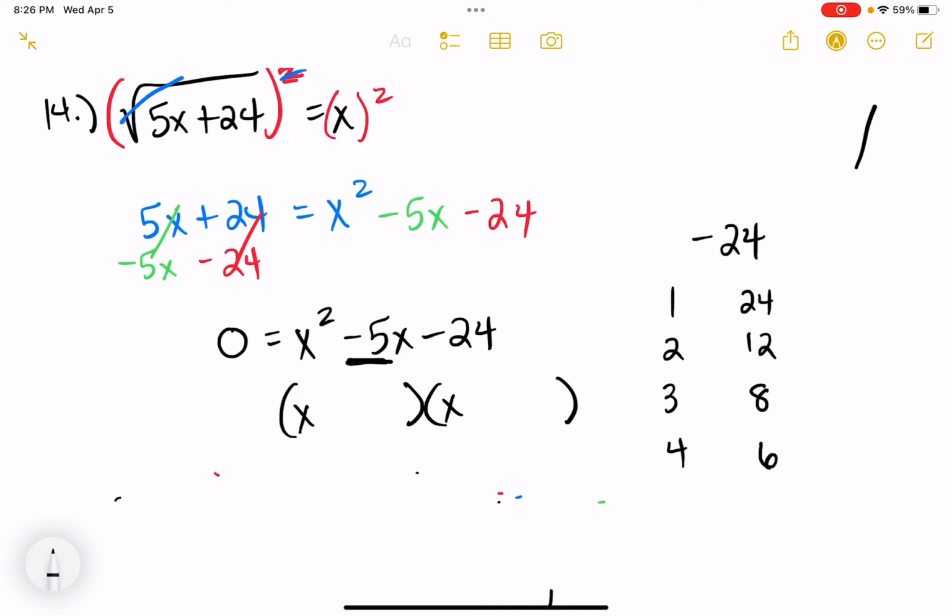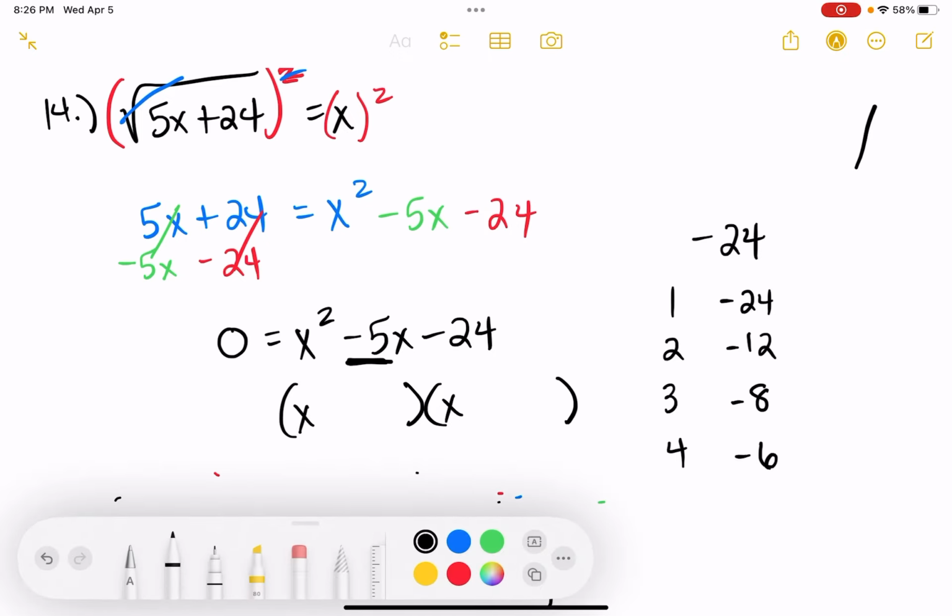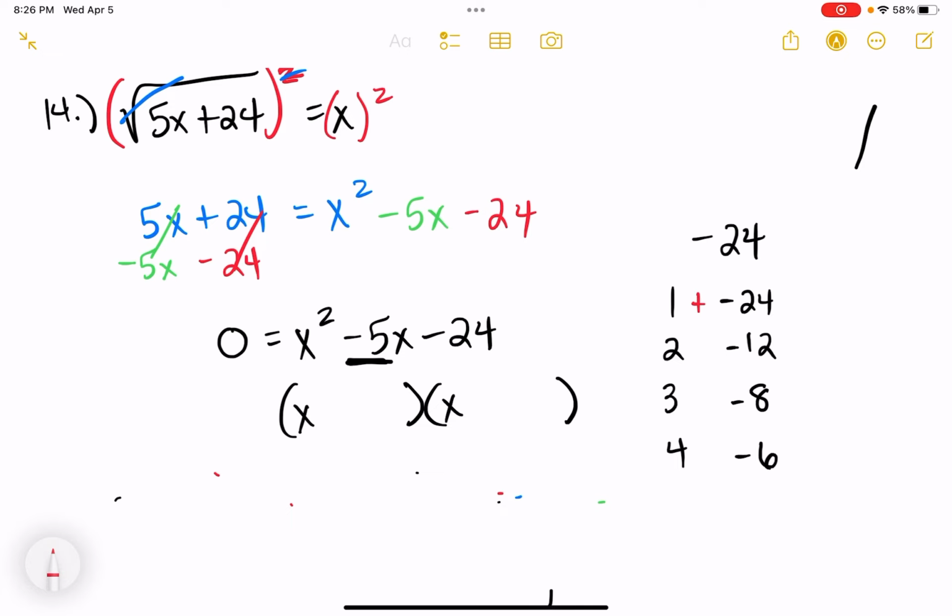right there. All right. Now, because that's a negative 5, I know that the bigger number out of all of those options I have has to be negative. So I'm going to go ahead and put a negative on all of these bigger numbers. And now I'm going to go through and see which one adds to make negative 5. 1 and negative 24, that makes negative 23. So that's not it. 2 and negative 12 makes negative 10. That's not it. 3 and negative 8, add those and you get negative 5. So that one's going to be it.